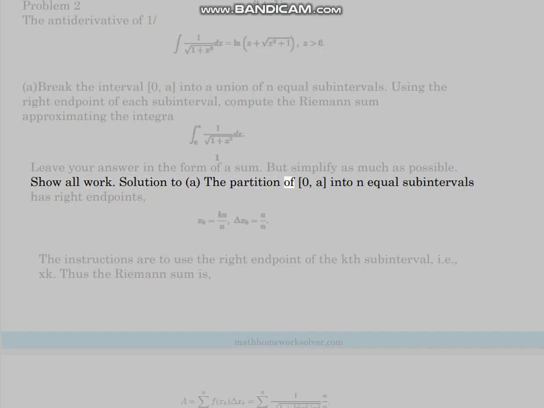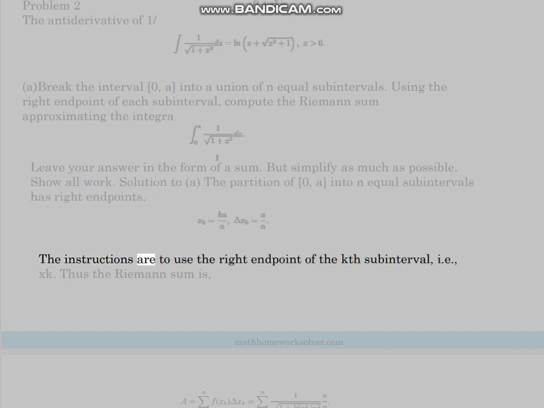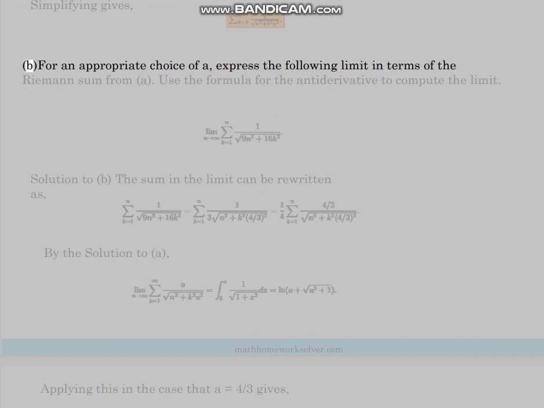Solution to A. The partition of the interval [0, a] into n equal subintervals has right endpoints. The instructions are to use the right endpoint of the kth subinterval, i.e., x_k. Thus the Riemann sum is. Simplifying gives.